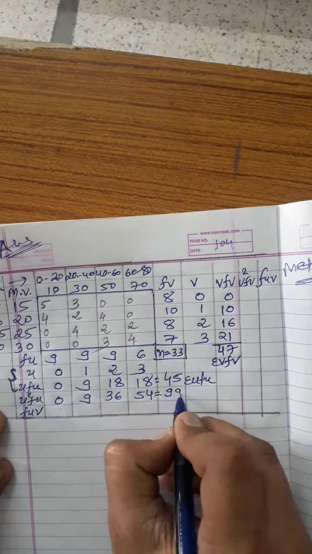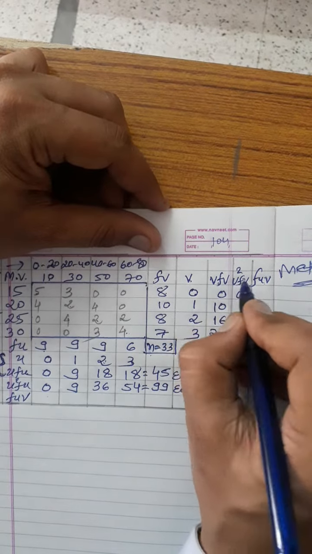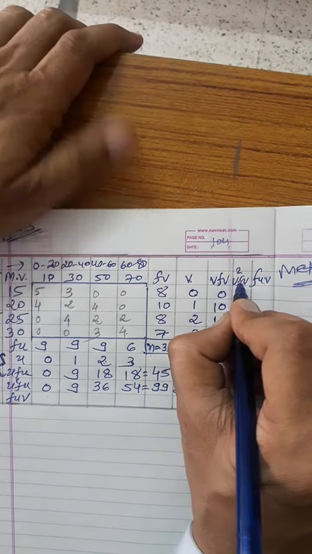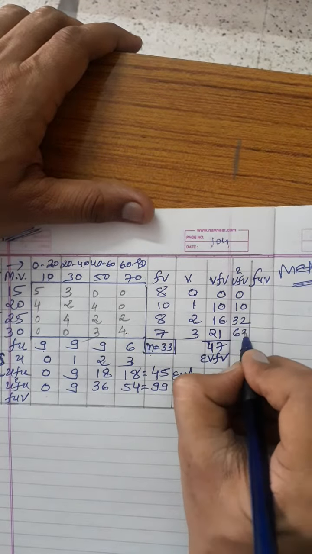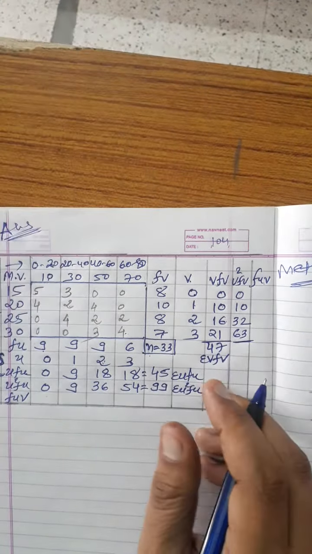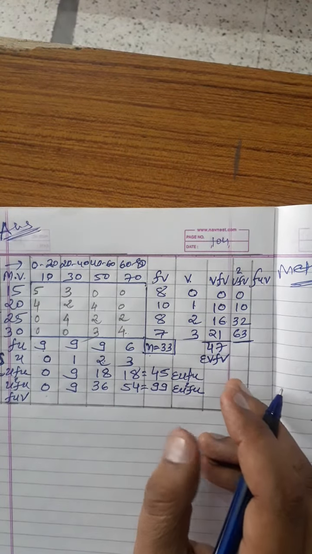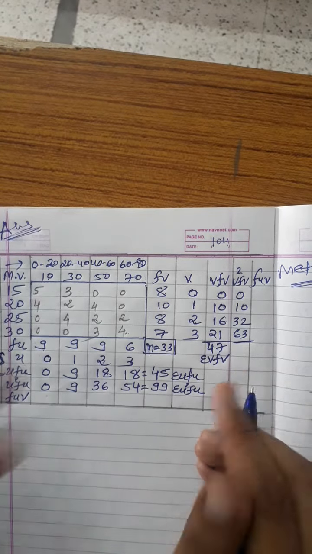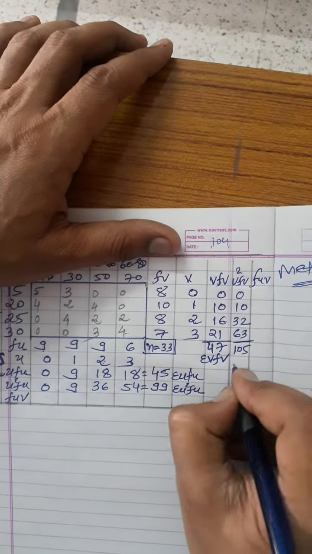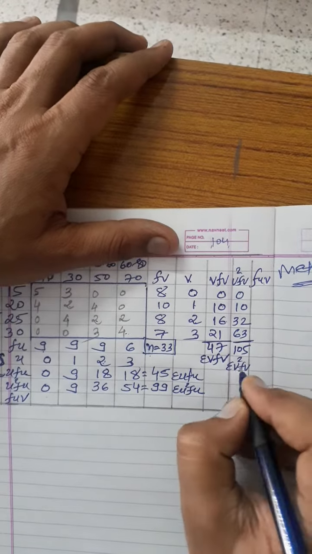Okay. After that here multiply 0 into 0, 0. Here multiply v into vfv, means v square fv. So 1 into 10, 10. 16 twos are 32. 21 threes are 63. Now the total: 10 plus 32 plus 63. Your answer will be 105 sigma v square fv.